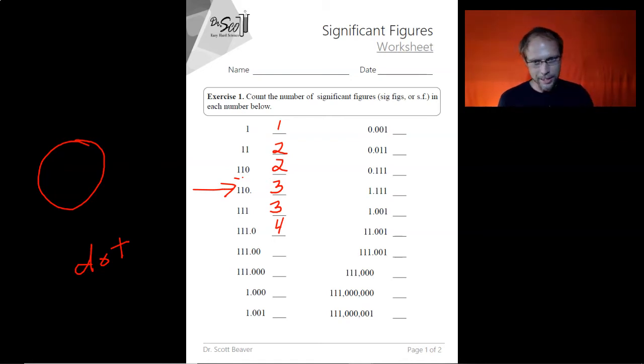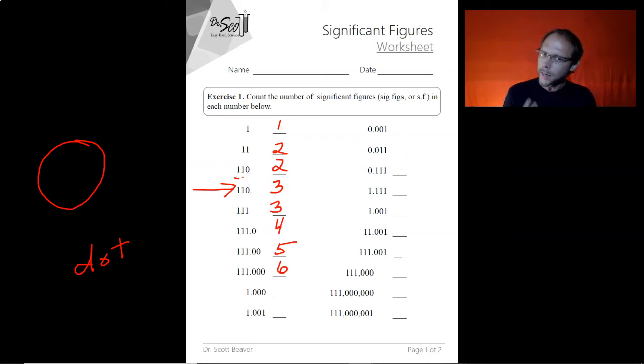111.00. Both zeros are significant because there's a decimal point. There's 5 digits total. They're all significant. Same idea with the next one, 111.000. They're all significant. Zeros at the right are significant if there's a decimal point. There are 6 significant figures.